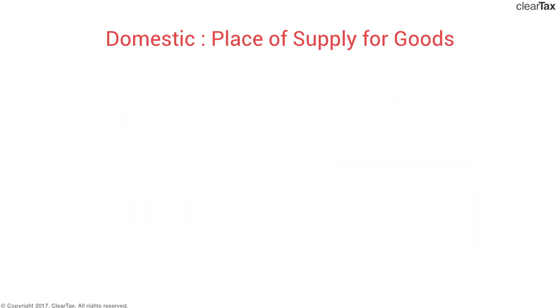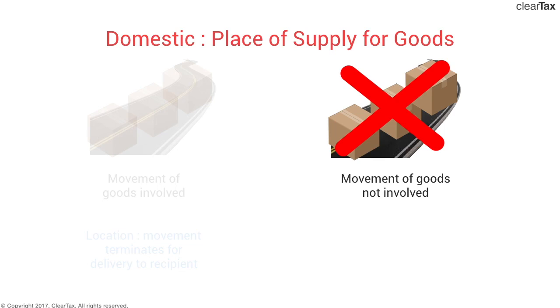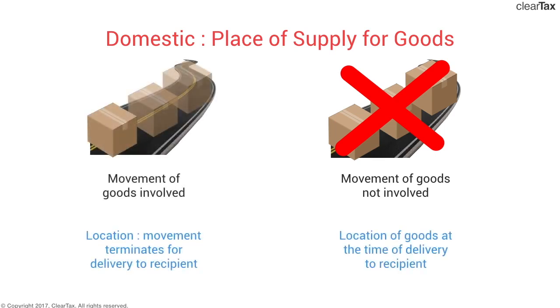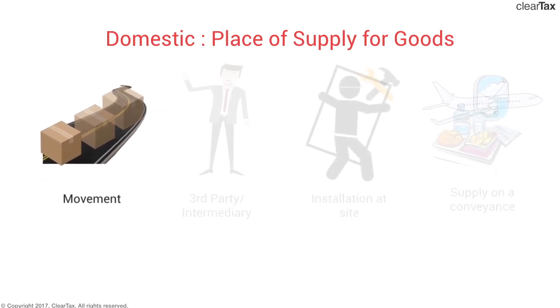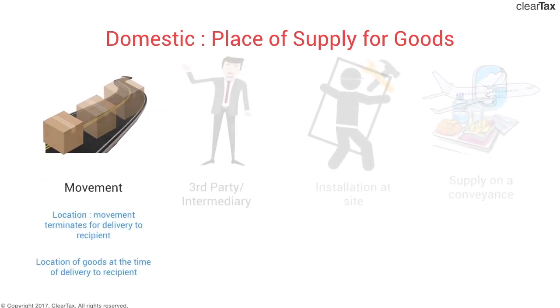That is the situation related to movement. Simple. Where there is movement involved, the location would be the place where movement terminates for delivery to recipient, while where there is no movement involved, the location would be the location of goods at the time of delivery to recipient. These are the place of supply in the respective category.